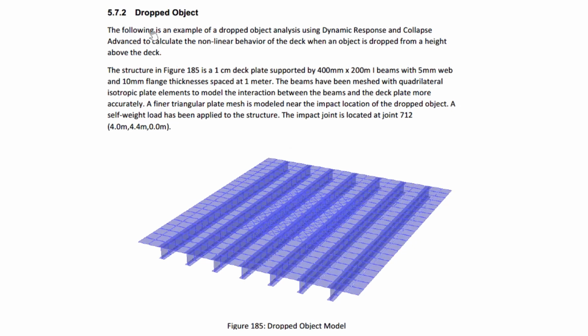Here in this example, we will see how to do the dropped object analysis. The following is an example of dropped object analysis using the dynamic response and collapse advanced to calculate the nonlinear behavior of the deck when an object is dropped from a height above the deck.